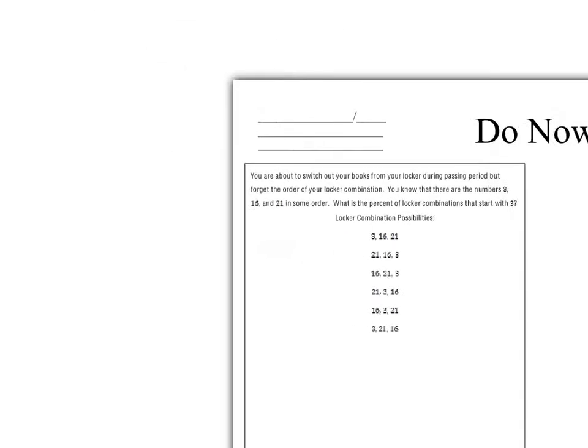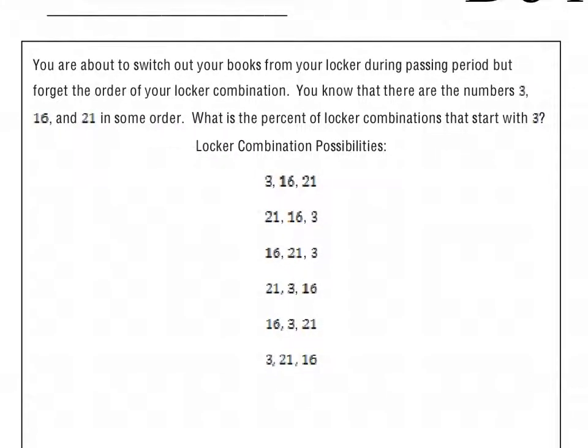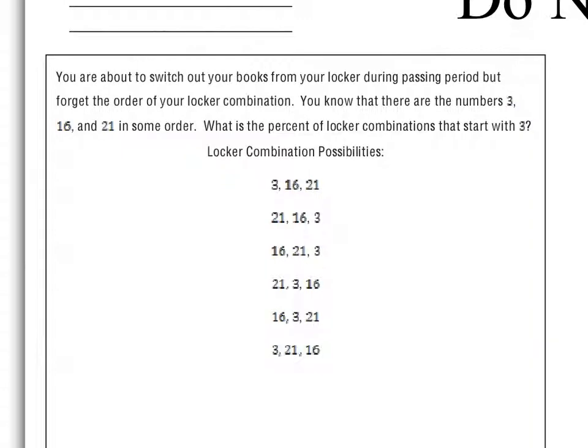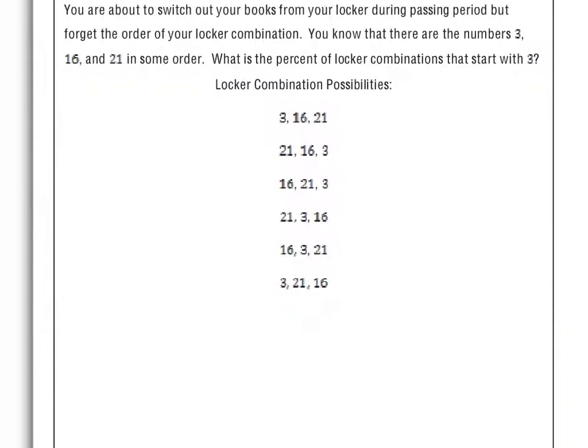Alright, so looking at our do now, it says we're about to switch your books from your order during passing period, but you forgot the order of the combination on your lock. You know that the numbers are 3, 16, and 21 in some order. It says, what is the percent of locker combinations that start with a 3?